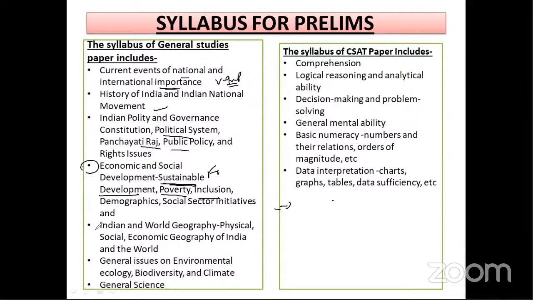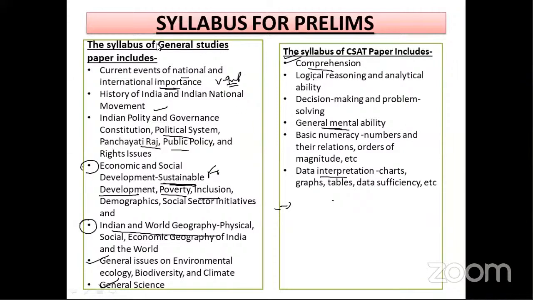Similarly, in geography, you have to study India and world geography, physical, social, economic geography of India and the world. Then environment, general issues in environment, ecology, biodiversity, climate change, and general science. And this is the topic of the CSAT paper. In the CSAT paper, you have to study comprehension, logical reasoning, analytical ability, decision making, problem solving, general mental ability, basic numeracy, numbers and their relation, order of magnitude, data interpretation, charts, graphs, tables, data sufficiency, etc.